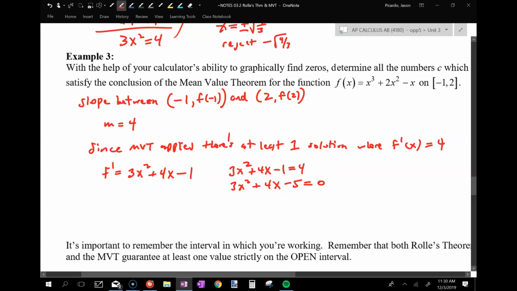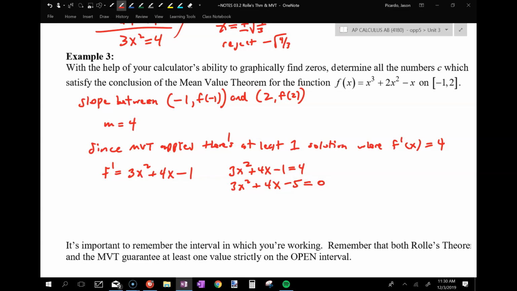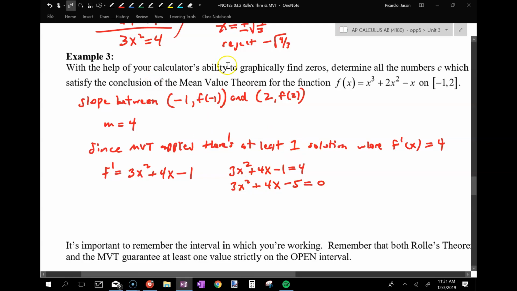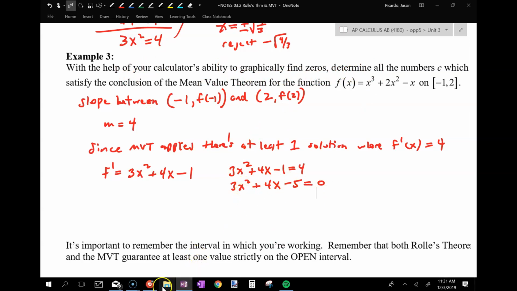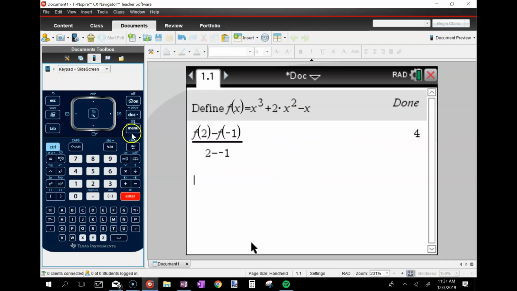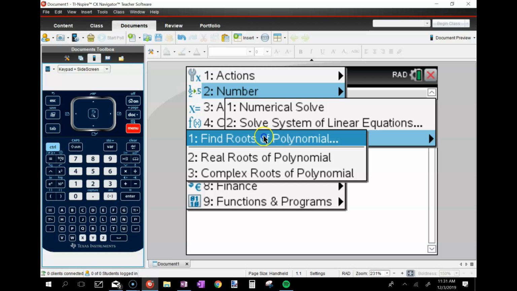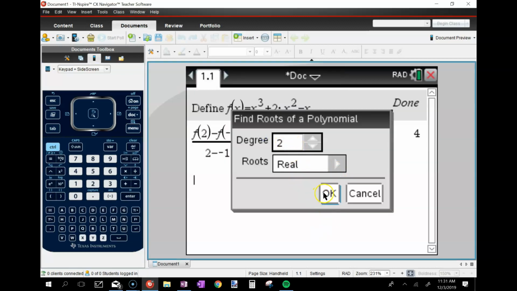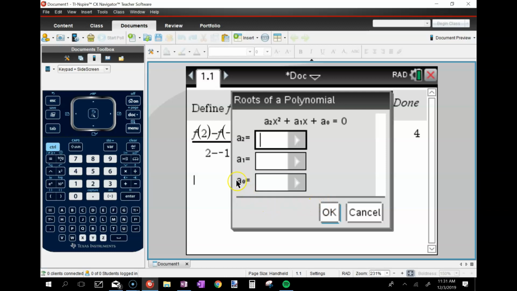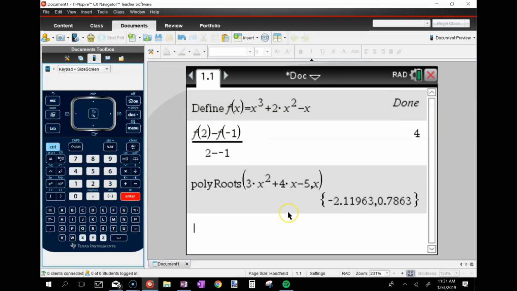So I get that. And again, it's a calculator problem, right? So use your calculator's ability to find zeros. I just want to find the roots of this, right? So how do we do that? How about polytools, right? Find roots. Second degree polynomial. 3, 4, negative 5. There you go.